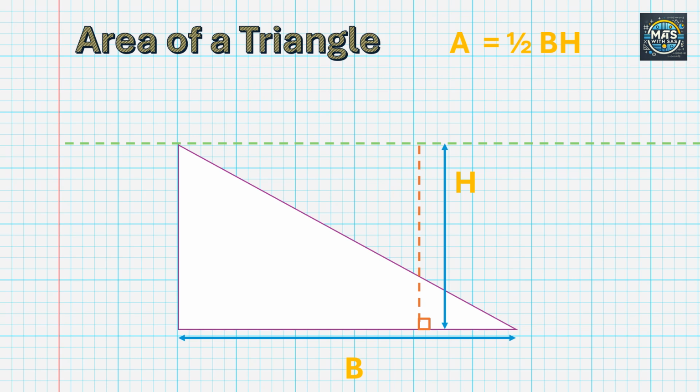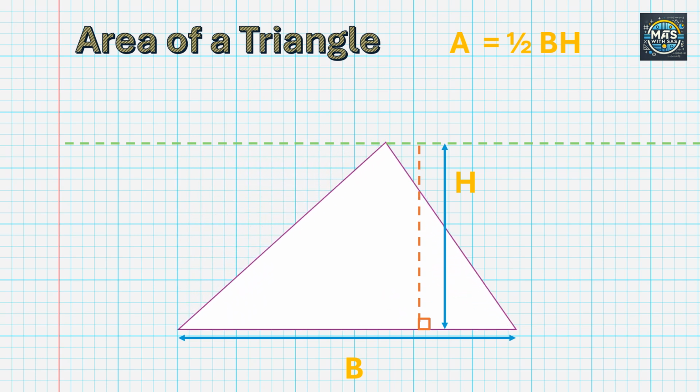Notice that we created a new triangle. The new triangle still has the same base length, and its height remains the same. Since the base and height are unchanged, the new triangle has the same area as the original triangle. In fact, any triangle formed by moving the top point along this parallel line will have exactly the same area as the original triangle.